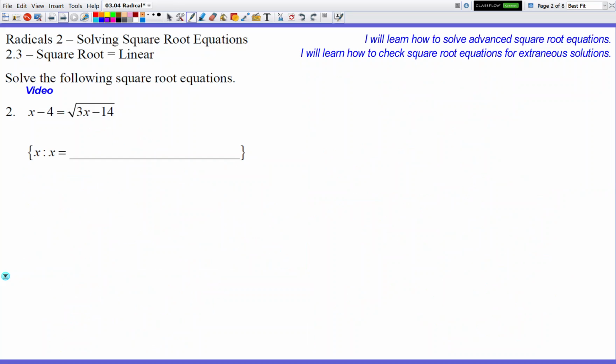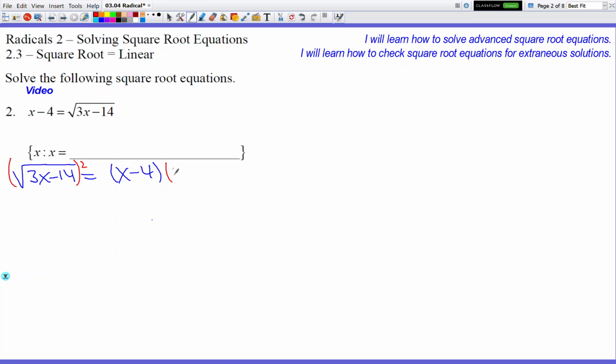All right, so what do we got? Okay, I'm gonna switch around the order again. So we're gonna put square root of 3x minus 14 on the left side equals quantity x minus 4. I'm going to put that in parentheses. Okay, so our only play is to square both sides.